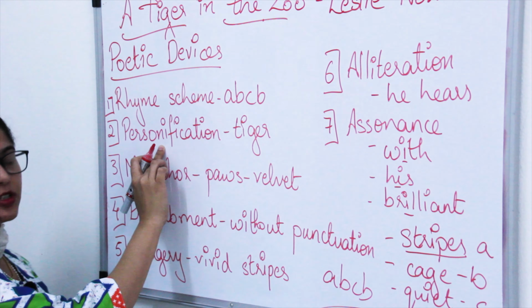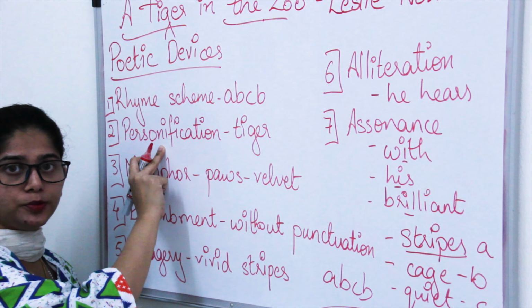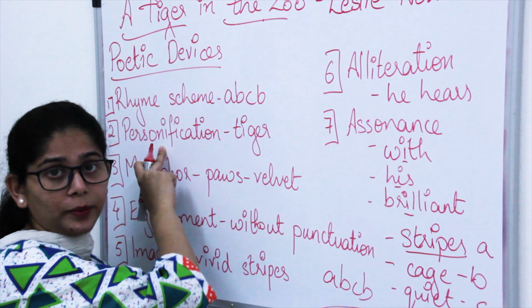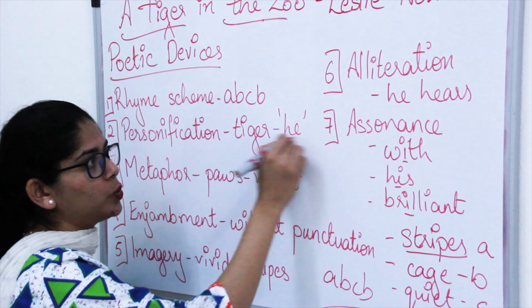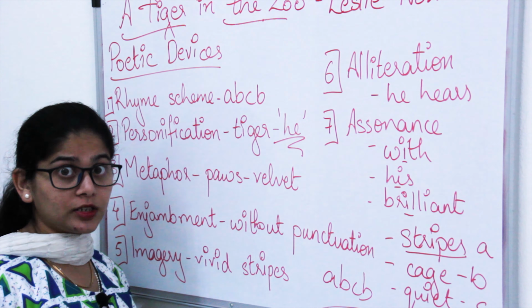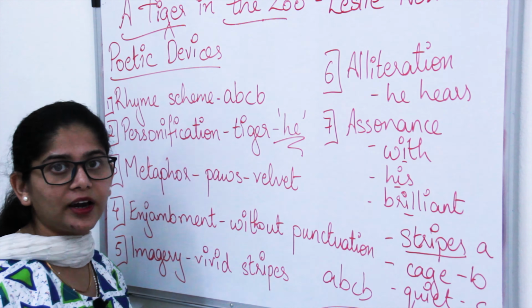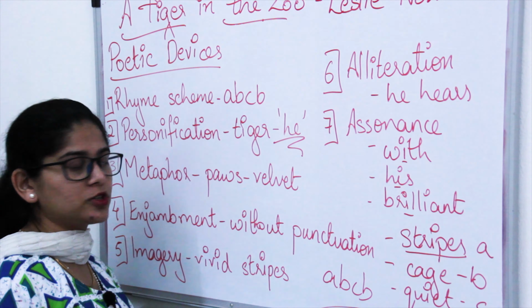Now the next one is personification. When some human attribute is given to the animals, it's called personification. So over here, the tiger, throughout you can see the poet is using the word he. A lot of qualities, the rage and all those qualities, have been given to the tiger, he. That very clearly says it's personification.